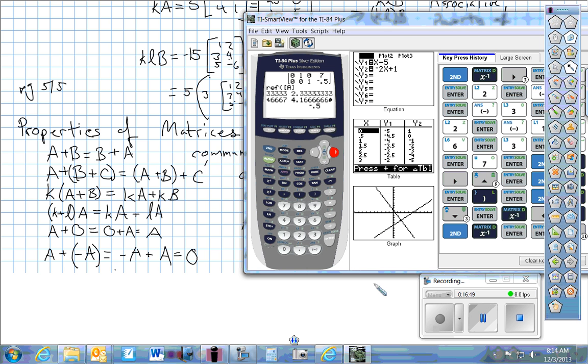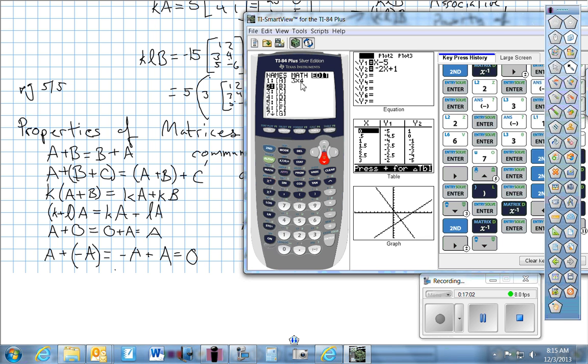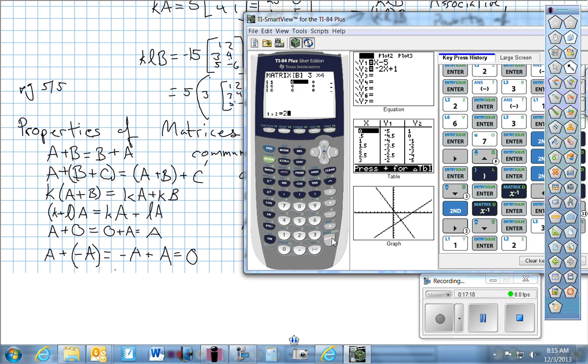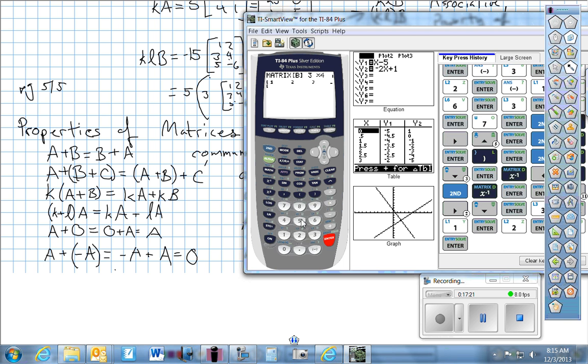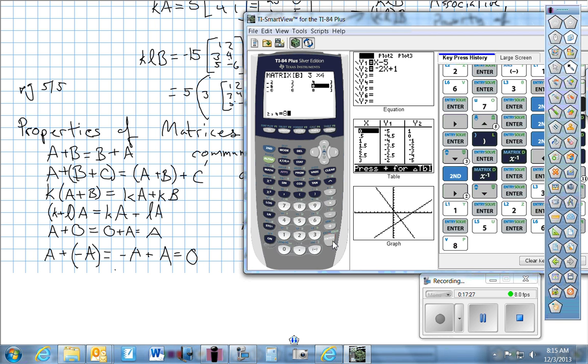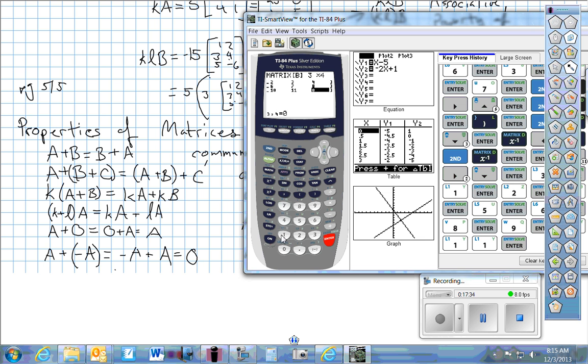If you wanted to do this in your calculator, I still have a matrix typed in there from yesterday. I can go see, and it doesn't have any dimensions on these. Since I've never entered one before, I'm going to edit a matrix B. I need to make it the same size as matrix A so that I can add them and see what happens. So I'm going to do 1, 2, 3, 4, 5, 6, 7, 8, 9, 10, 11, 12.